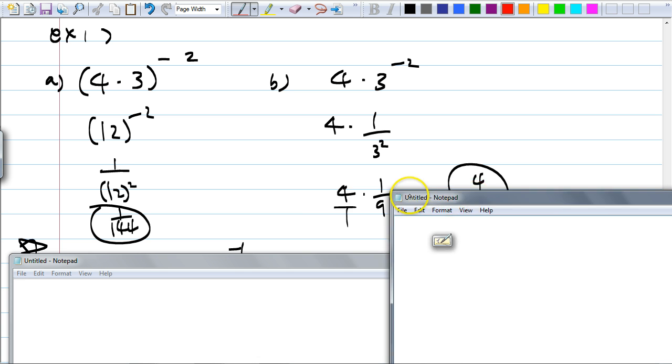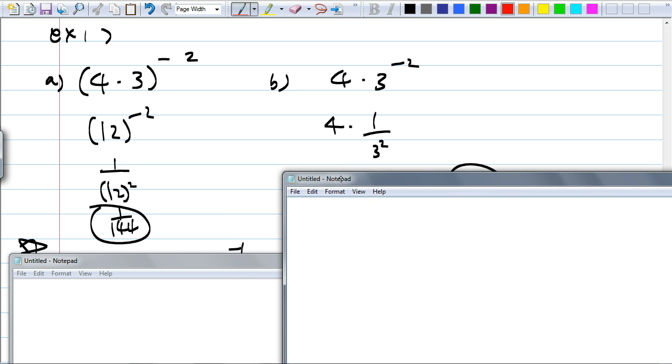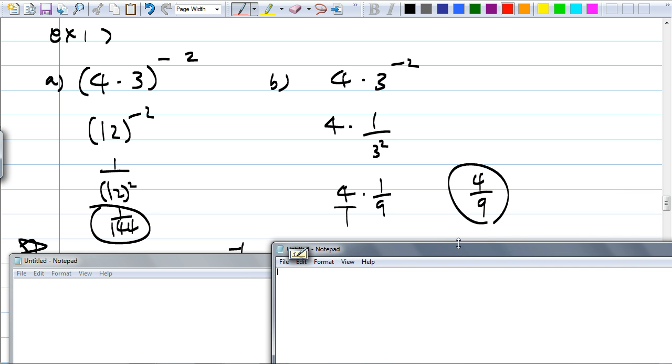How many people did 4 times 1 over 3 to the second? Because you have to deal with 3 to the negative second first, the exponent. What is 1 over 3 to the second, class? 1 over 9. So 4 is really 4 over 1. How many people got 4 over 9 as the answer? Do you see how, even though A and B look very similar, because one of them had the parentheses and the other didn't, it changes the answer? Very good.